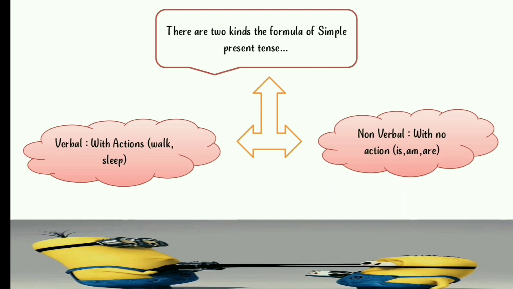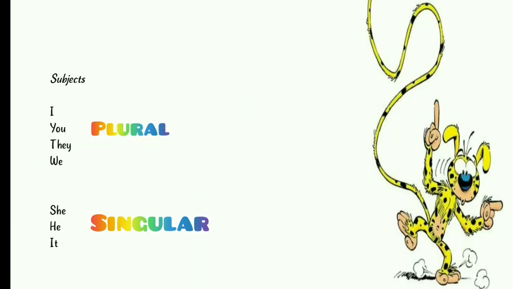Okay? We move to the next slide, subject. Berbicara tentang subjek, talking about subjects, ada beberapa subjek dalam bahasa Inggris. Ada di sini 7, yaitu I, you, they, we, she, he, it. And then the subject here divided into 2 kinds. Dibagi menjadi 2. The first one is plural, and then the second one is singular.